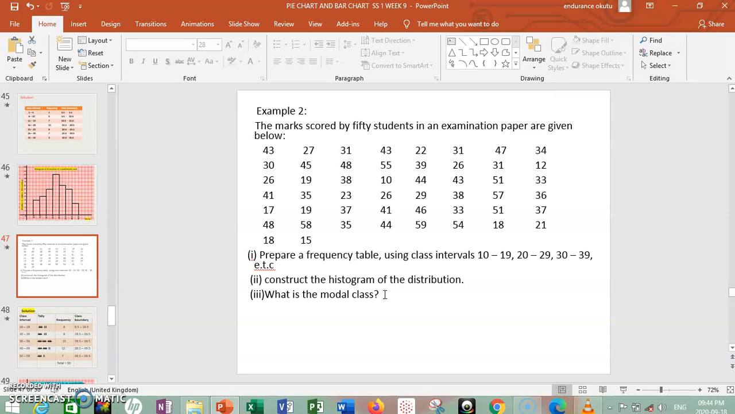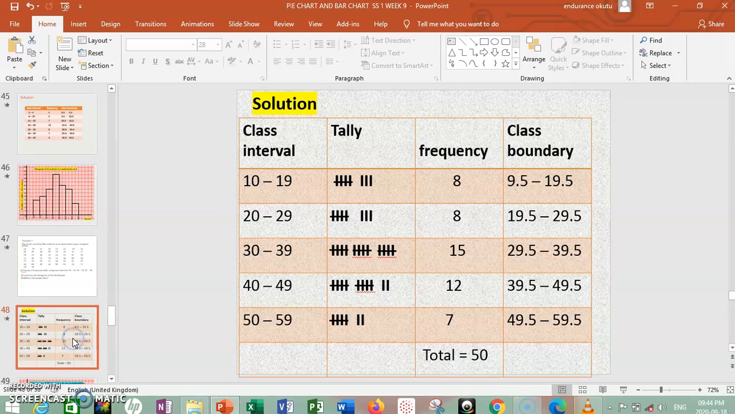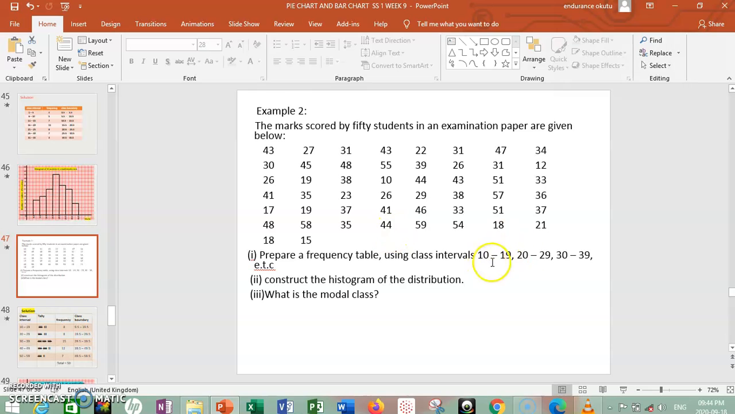All right. Now students, we are going to first of all prepare our table. In this we are going to make use of tally, so that it will be very easy for us. Remember what I said you should do. Look at this. We go vertically. The table has been prepared already, but now we take the first one, 10 to 19. That is what is given, 10 to 19.